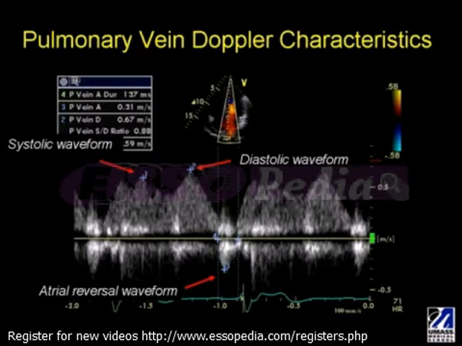The S wave velocity is determined by the filling of the LA during ventricular systole. The D wave velocity reflects the passive conduit function of the LA during ventricular filling, which correlates with the mitral E wave. The atrial reversal, or AR velocity, represents the retrograde flow from the LA into the pulmonary veins during end ventricular diastole.